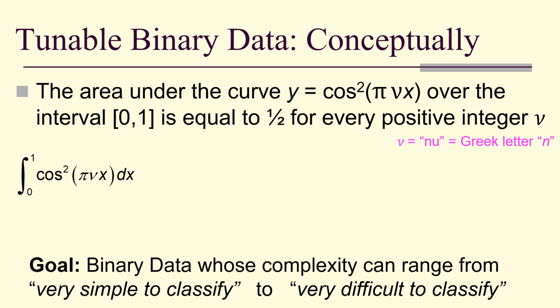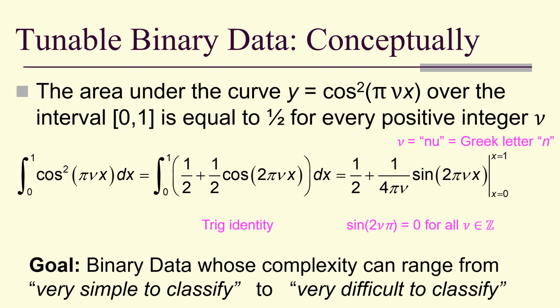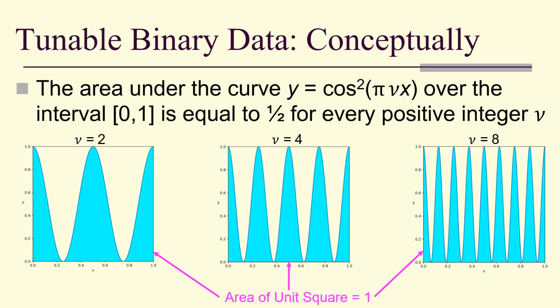So if I take the integral of cosine squared pi nu x dx, then I use a trig identity, and then my antiderivative cosine is sine, but sine at integer multiples of pi is 0, so I just get a 1/2. Here we have nu equals 2, nu equals 4, nu equals 8, and you can see the area of the unit square is 1, and the area of the shaded region is necessarily a half.